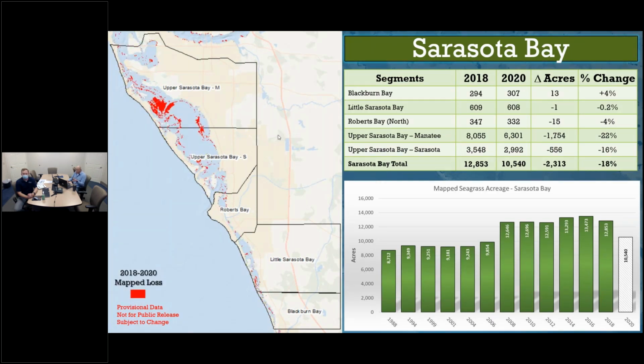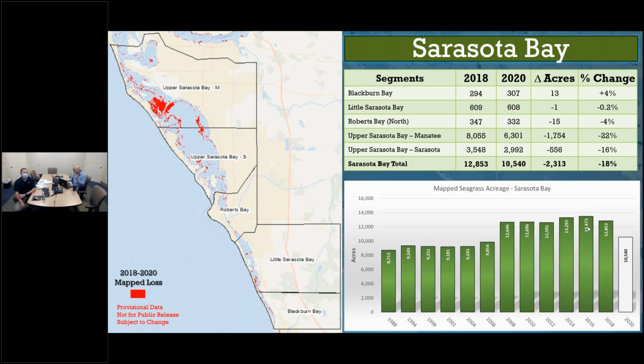So if you look at this change map again, what stands out is the fact that most of that loss is centered around Longbar Point, below and above it. And all totaled, we've lost about 2,000 acres in Sarasota Bay, and that puts us back around the 2006 to 2008 timeframe. Still more than we have had historically in the past, but definitely lower than what we saw last year and even the year before.